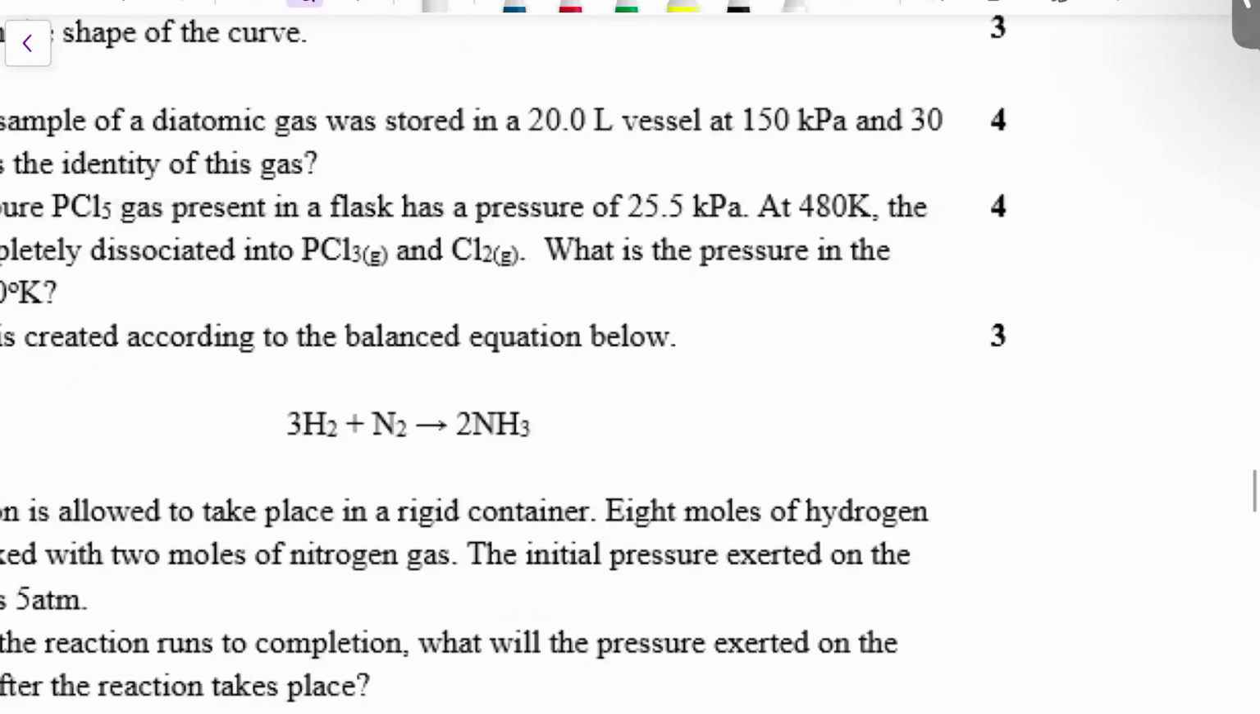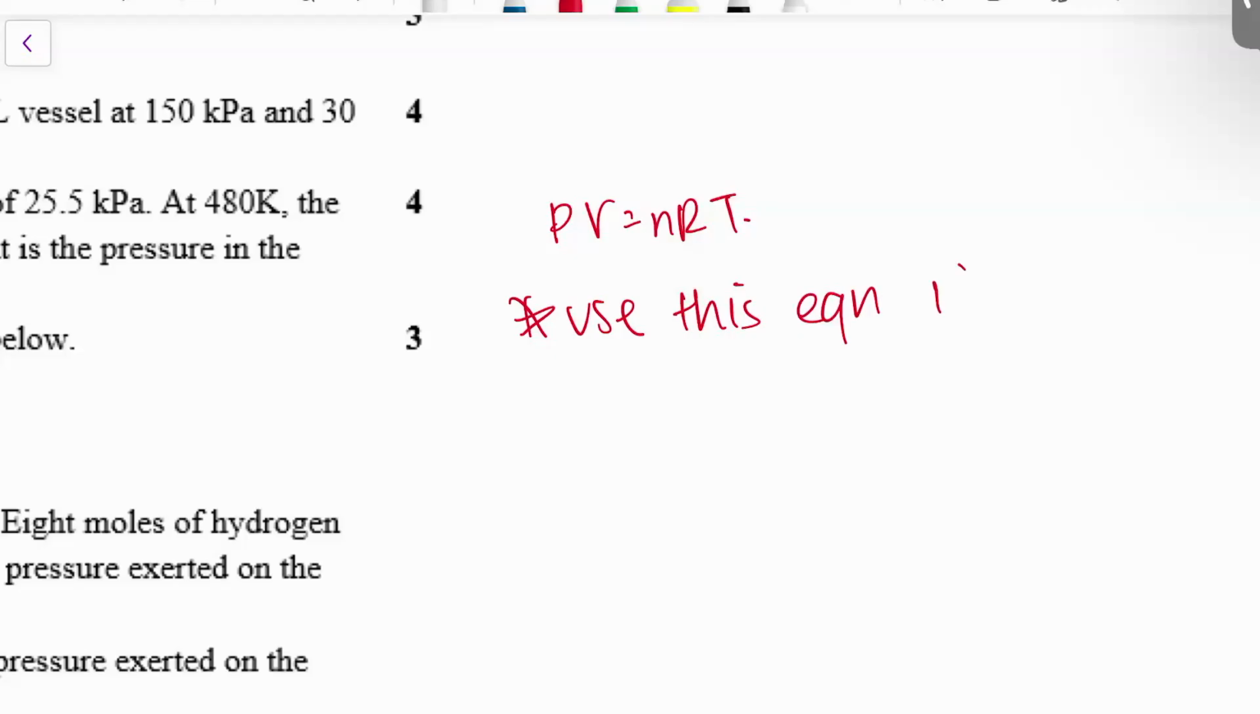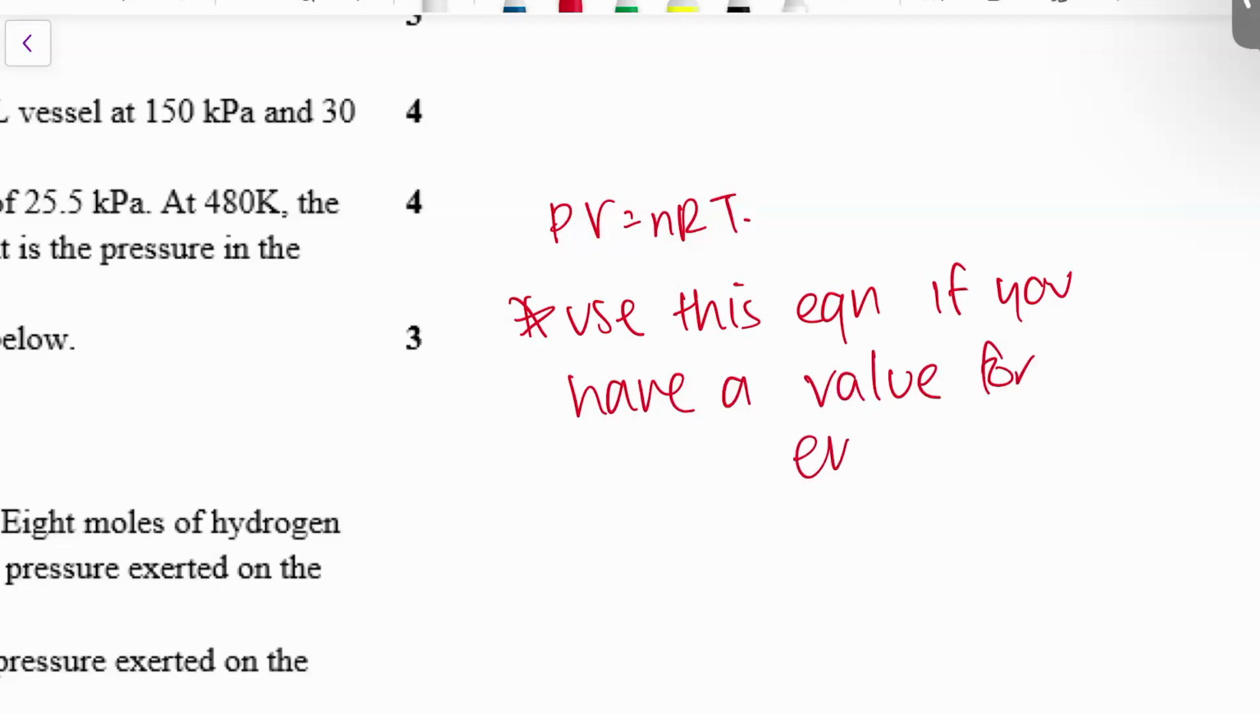Your ideal gas law is this: PV is equal to nRT. Now, I need you to make a note here for your exam take. You use this equation if you have a value for everything. Obviously, if something's missing, you literally just can't use it. You don't know what the value is, yeah? You only use this equation if you have a value for everything.